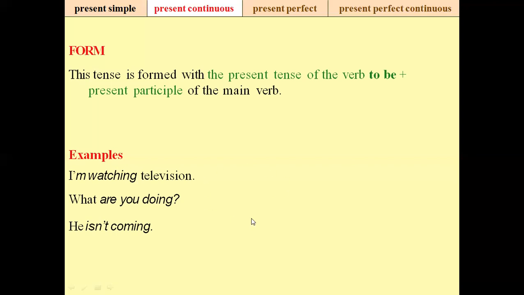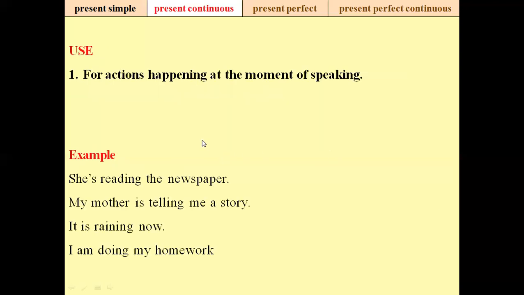Now, as with the simple present tense, we are going to study the rules of the present continuous tense. This is the first rule: for actions happening at the moment of speaking. While we are speaking, at that time some actions are happening, and you want to describe that action. For that purpose, you can use the present continuous tense. Here you can analyze the examples. First, she is reading the newspaper. It means she is now reading the newspaper, at the time of speaking, so I use the present continuous tense.